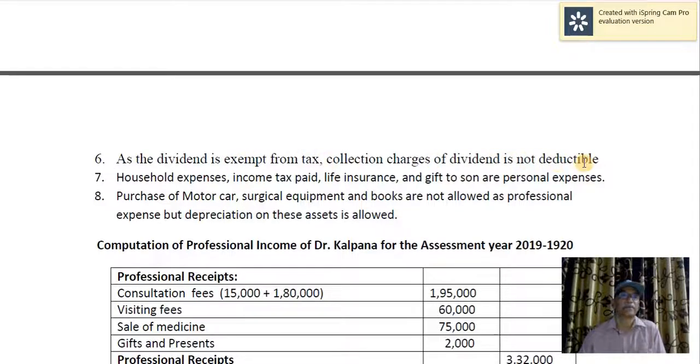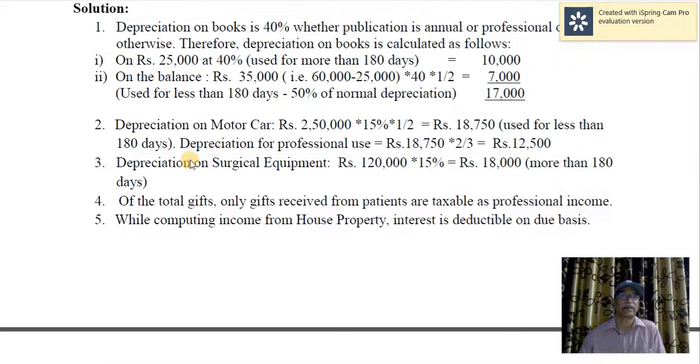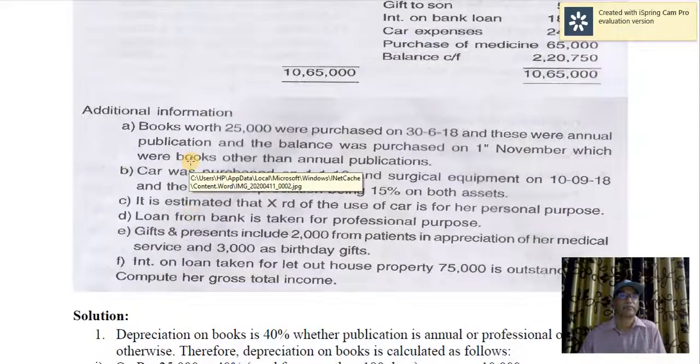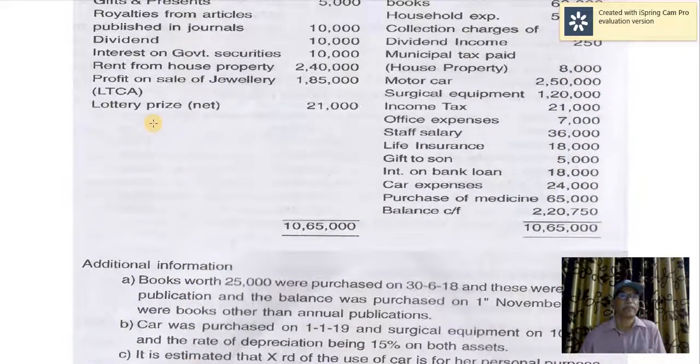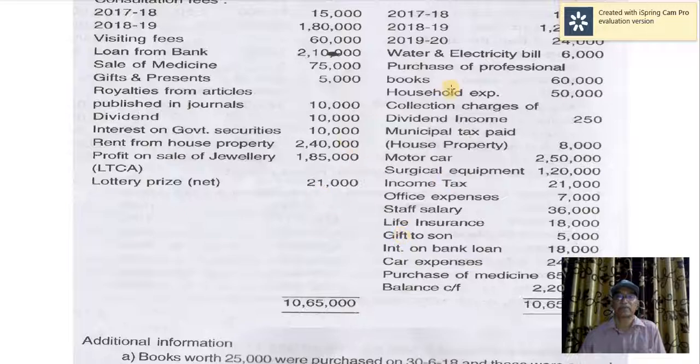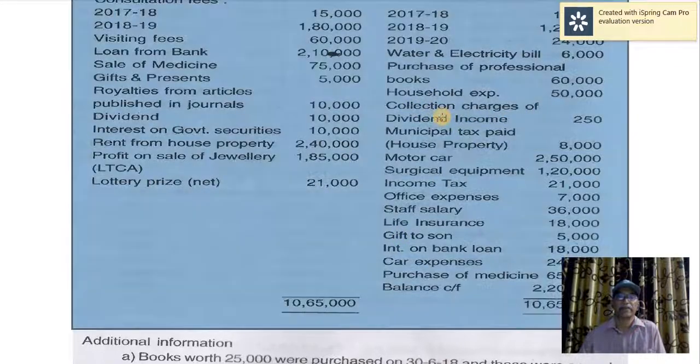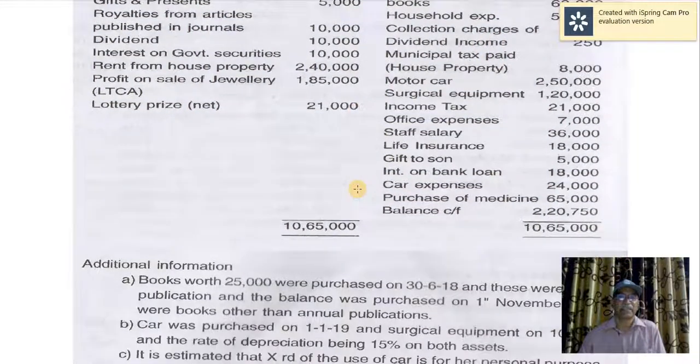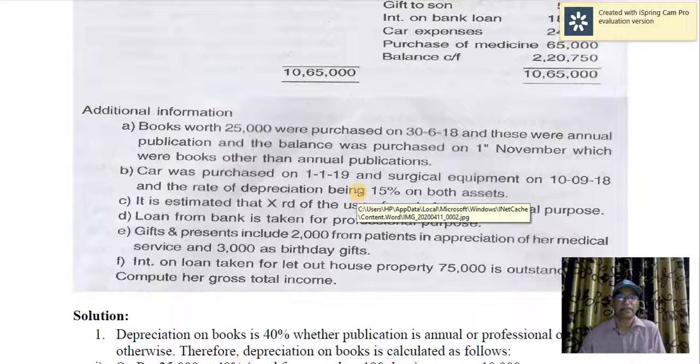You see here on the receipt side an item dividend, 10,000, and on the payment side you find here collection charges of dividend, that is 250. As the dividend is exempt, any expenses incurred in connection to that income is not allowed. So that is not deductible as professional expense.